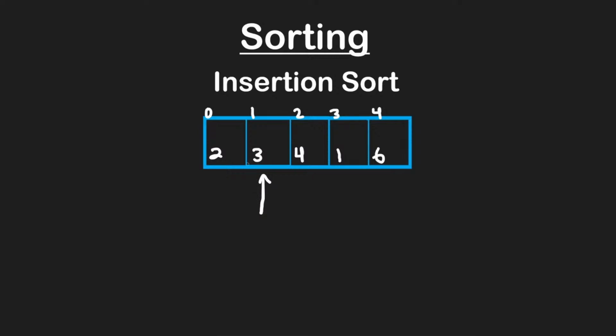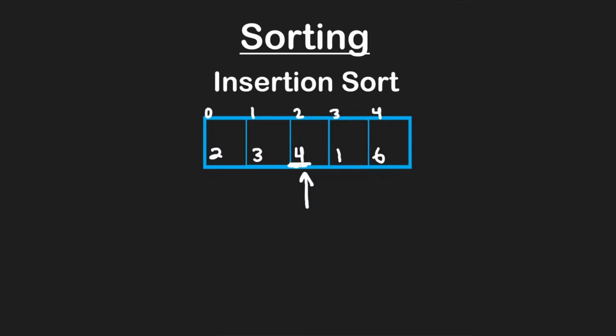So now that we know where this value should go, it should stay where it is, we can now move to the next value. So by the time we get here, we know that this subarray is already sorted. So at this point, we're going to do a similar comparison. We're going to compare this to its left neighbor. Is 4 greater than 3? Yes, it is. So it's going to stay exactly where it is.